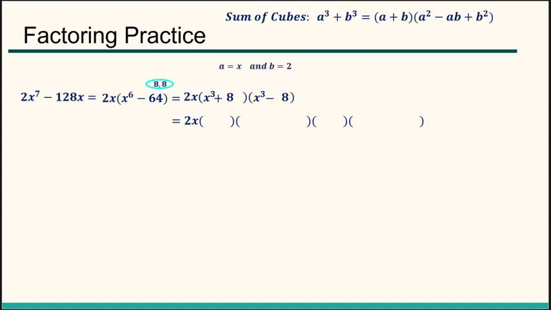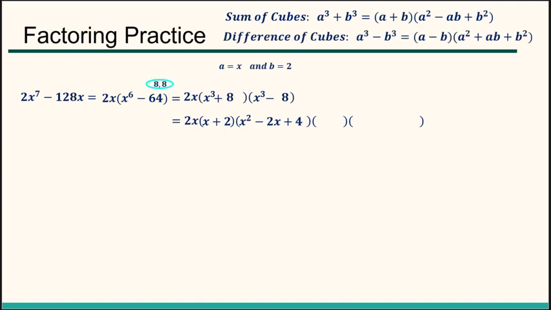If a is x and b is 2, I just plug this into the formula. It's going to be x plus 2 times the quantity x squared minus 2x plus 2 squared, which is 4. I need my difference of cubes formula. A and b are still the same. Then I'll plug that into my difference formula of x minus 2 times x squared plus 2x plus 4. So I believe this is the right answer. I believe it's factored completely, and that's as low as it'll go.